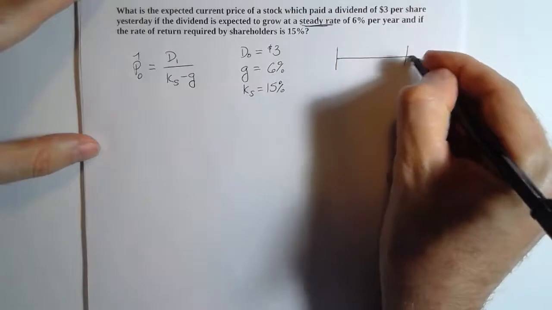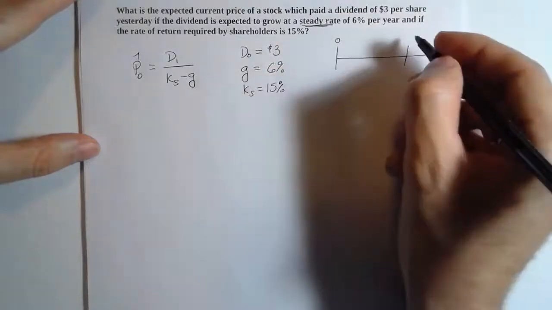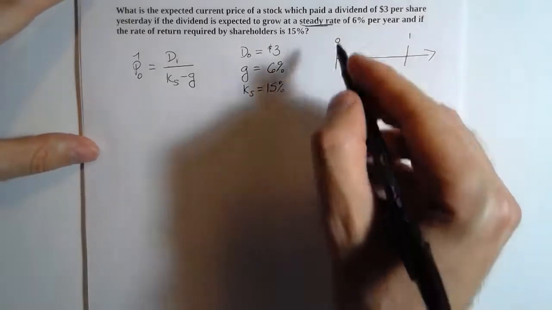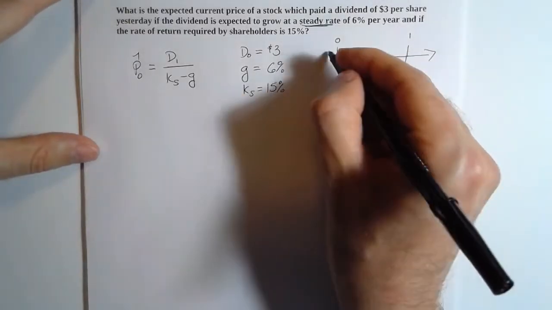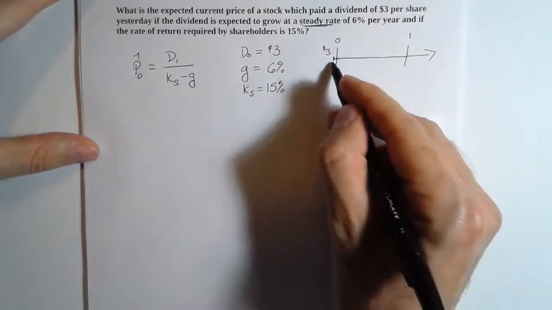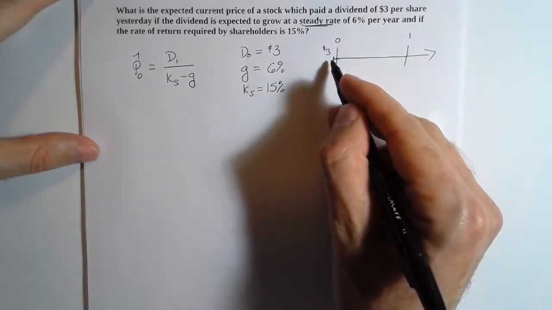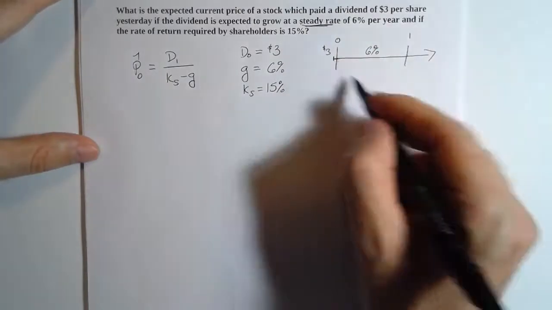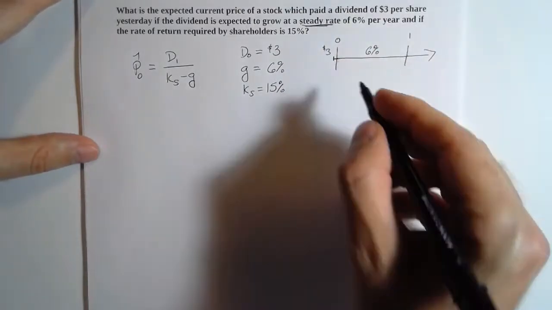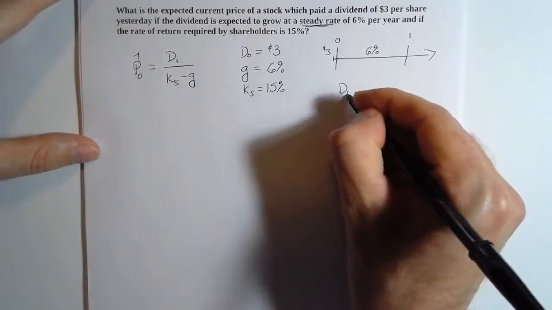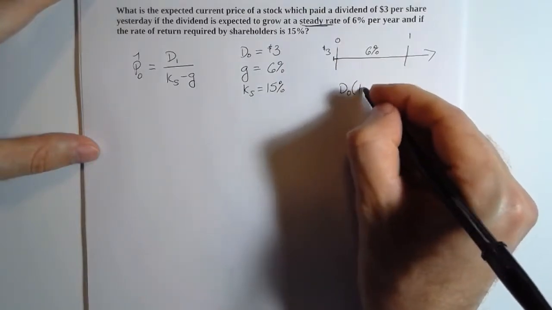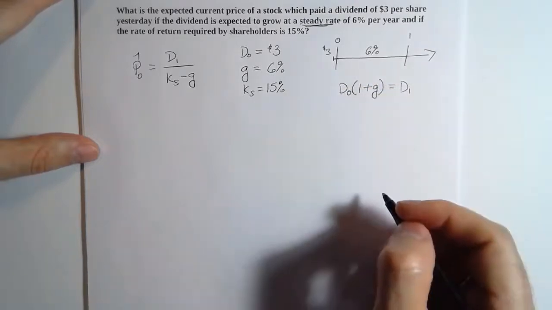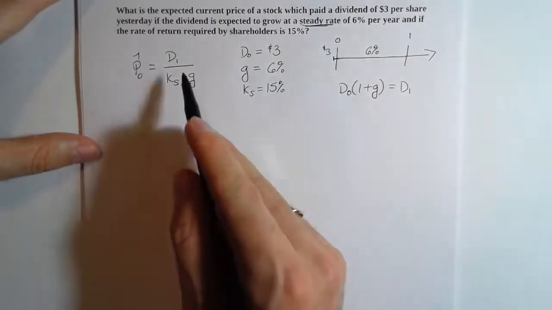So if we sketch out a little timeline here, time 0 is today, and in this case the company paid a dividend of $3 basically yesterday. So if they paid a dividend of $3 yesterday and the growth rate in the dividend is 6% per year, then we need to find the dividend at the end of the first year. To find that, all we need to do is take D0 times 1 plus the growth rate to get D1. Or we can substitute that into this formula over here.